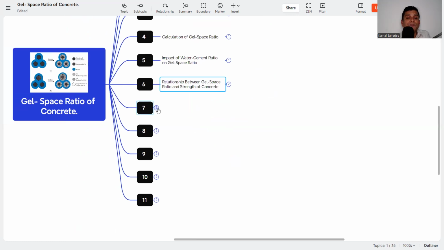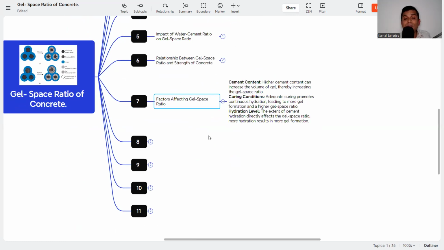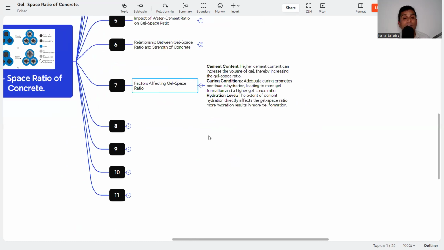The next is factors affecting gel space ratio. So what are the factors affecting gel space ratio? Why do you need to know? Because if we know the factors that affect the gel space ratio, then we can play on those factors to increase the gel space ratio in order to get the strength and durability of the concrete.